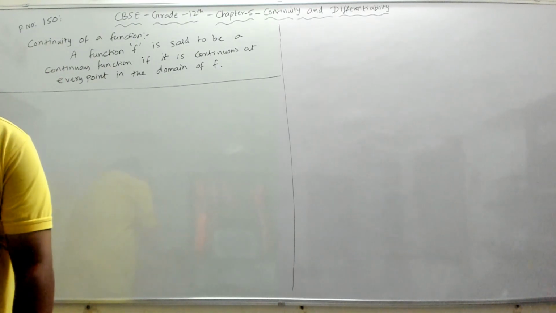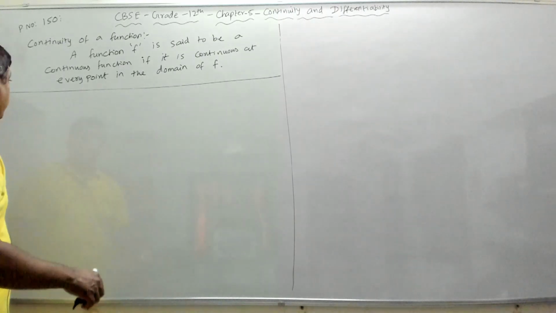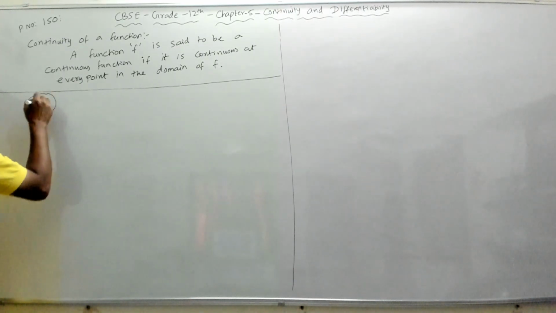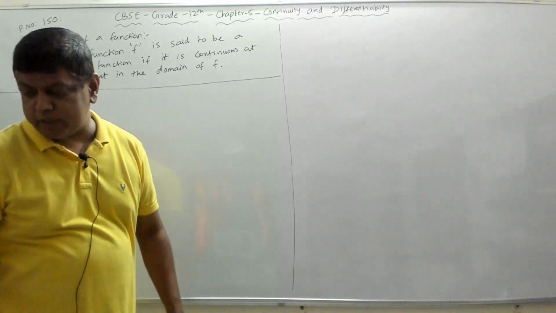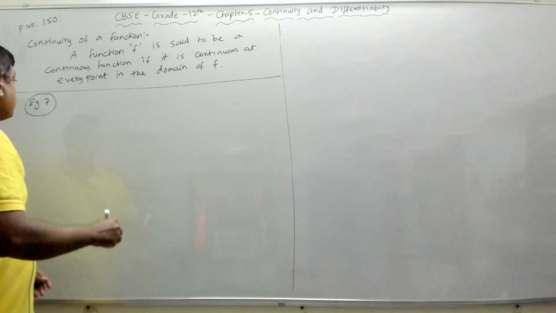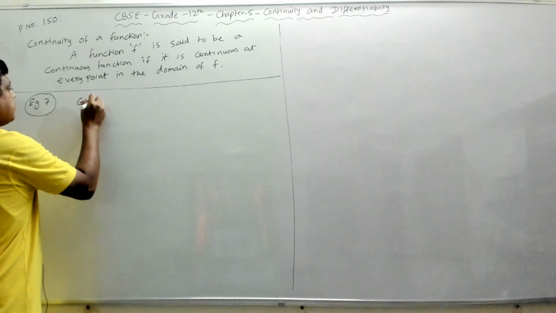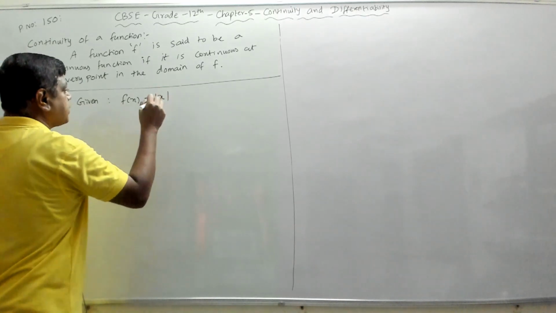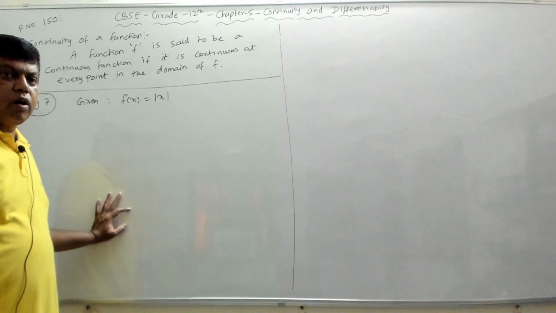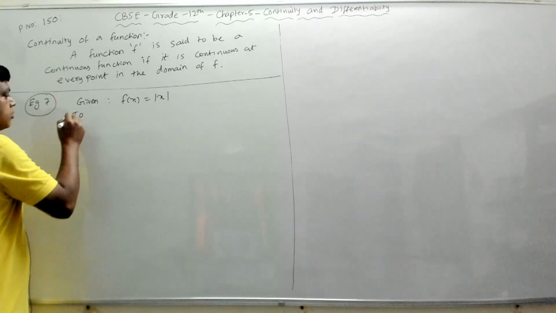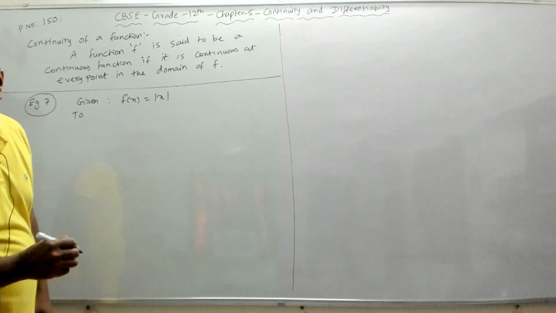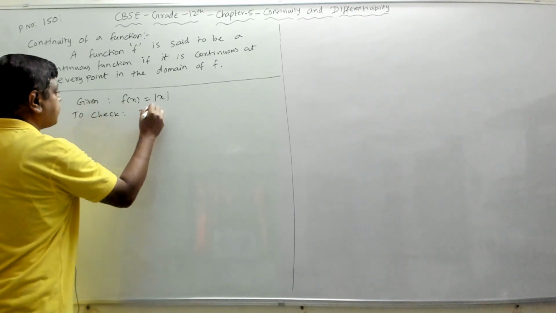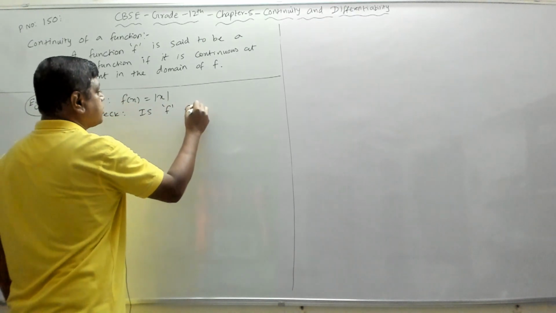I'll start with example 7 on page number 151 of your textbook. Example 7 says, the given function is f of x is equal to mod of x, and what we need to check is whether f is continuous.